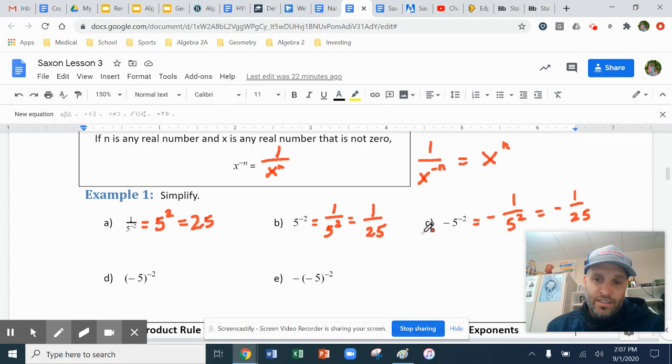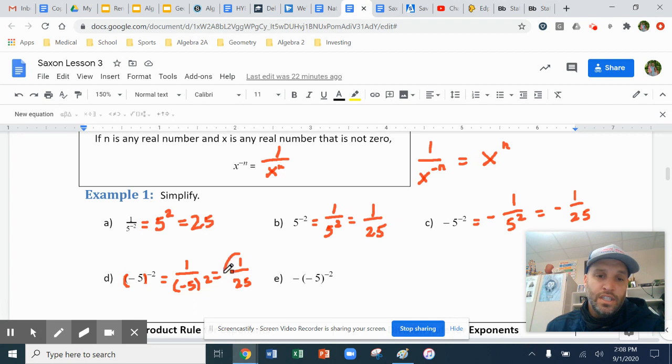Continuing to D. Now D is a little bit different than C. You should notice that there are parentheses around that base, so that means our base is actually negative 5. When I rewrite this one, I'm going to rewrite that negative 5 as my base. That's going to be 1 over negative 5 squared. Again, I just rewrote the negative exponent in the denominator as a positive exponent. And negative 5 times another negative 5 turns positive, so that'll be 1/25.